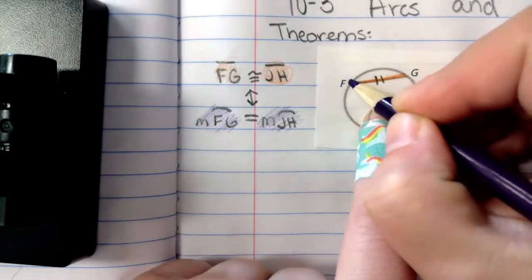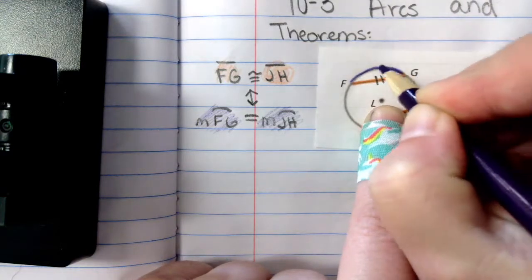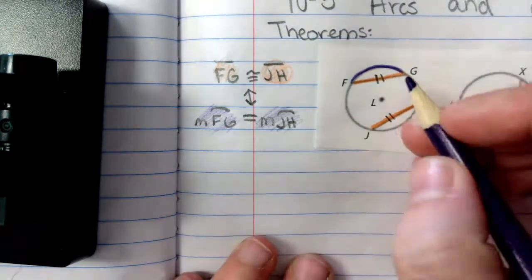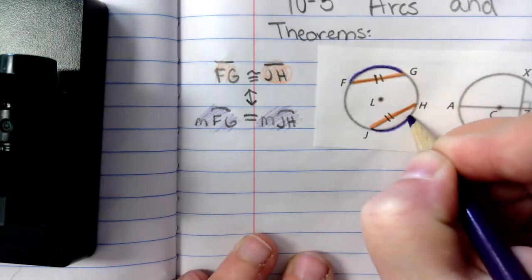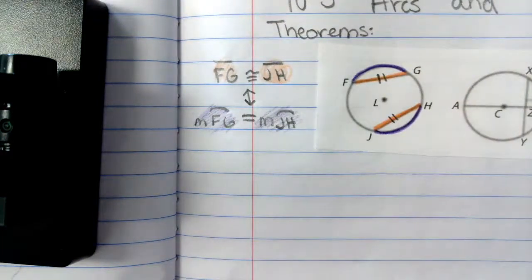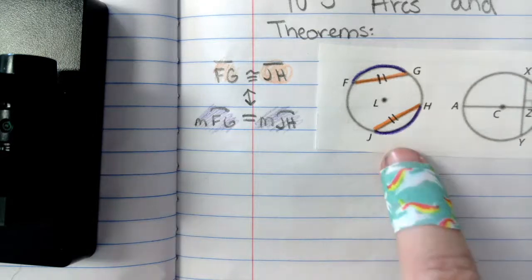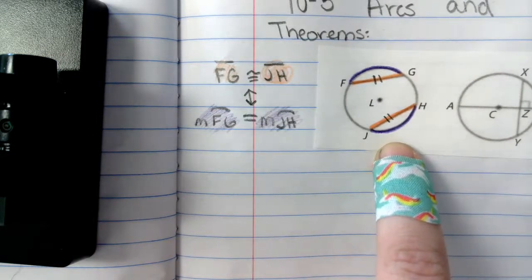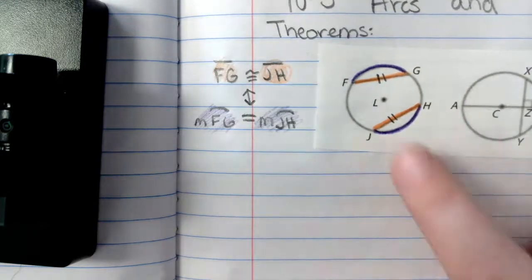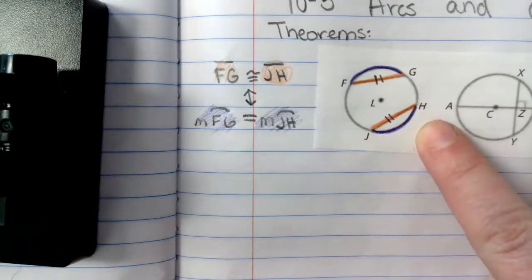Alright, what's really important is I want to talk a little bit about those degrees. So the degrees from J to H. What angle am I from J to H, if I had to name that angle? It'd be J, L, H. So when we look at the J to H measurement, we're really looking at this inside angle, that's central. And same thing when I think of F to G, I'm looking at F, L, G. That inside, that central angle is the same.